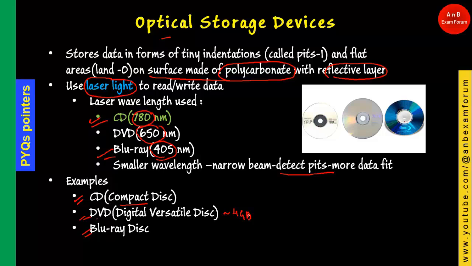So for this particular topic, you should remember laser light is used to read and write data, whereas the wavelength used in the laser for CD is 700 nanometer. For Blu-ray it is 400 nanometer. And these are the 3 examples.